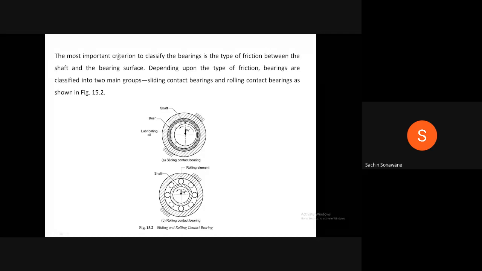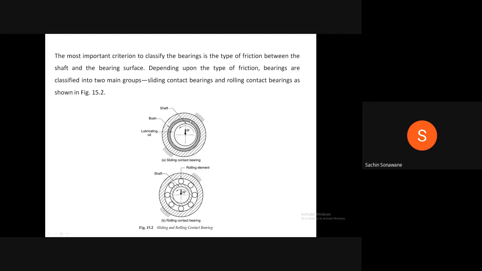The most important criterion to classify the bearings is the type of friction between the shaft and the bearing surface. Depending upon the type of friction, bearings are classified into two main groups. First, sliding contact bearing, and second, rolling contact bearing, as shown in the figure. Figure A indicates sliding contact bearing.